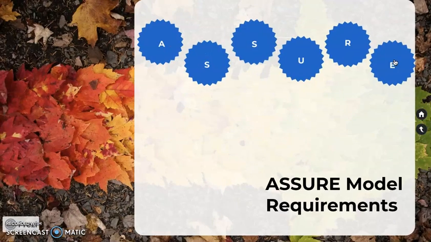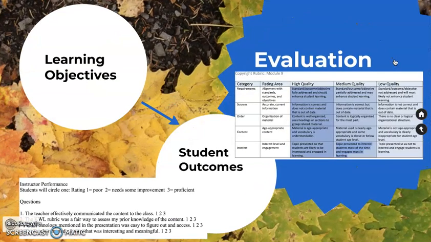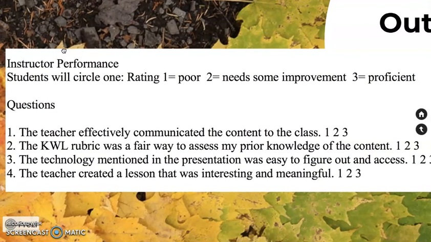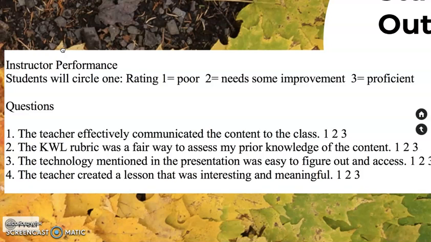And finally, we have the E for the Assure model requirements, which stands for evaluation. So here I have learning objectives and student outcomes. Now, one of the things that I find interesting is being able to evaluate the teacher on the teacher's performance. So something that I always like to do is have a Rate My Teacher feature. So here we have instructor performance, where the students will circle one rating. So they've got the options for 1, 2, or 3: poor, needs improvement, or the teacher's proficient.